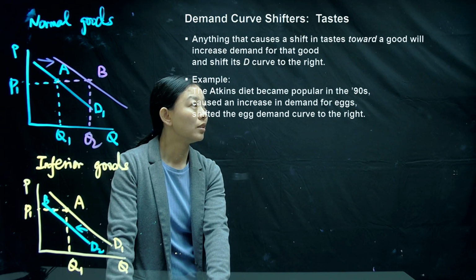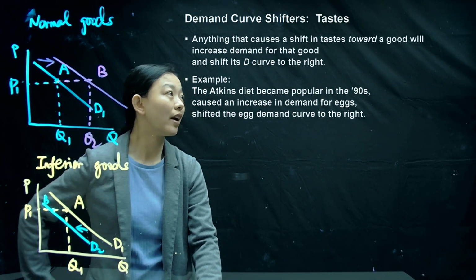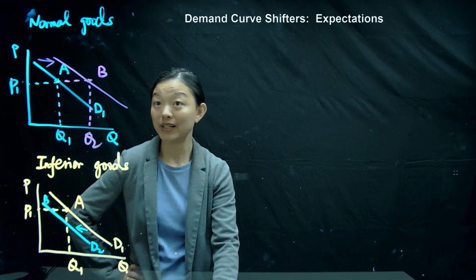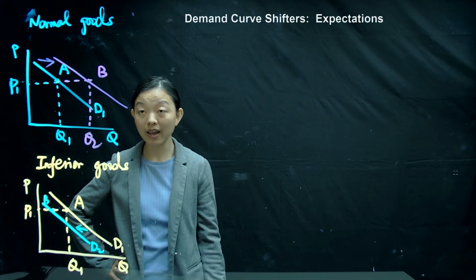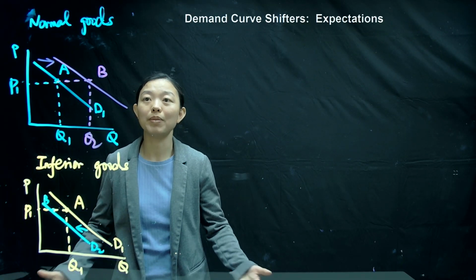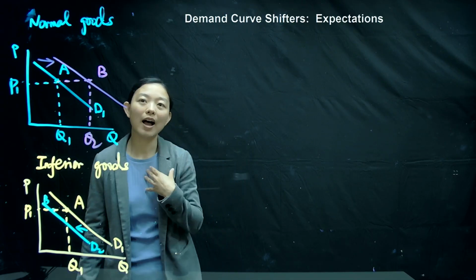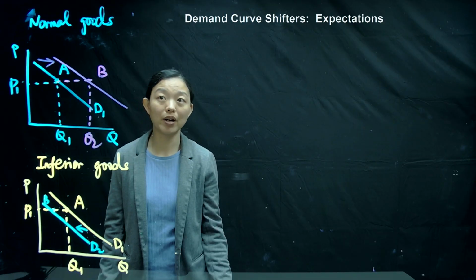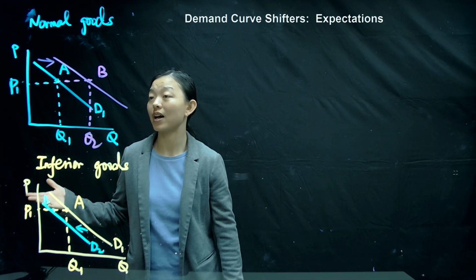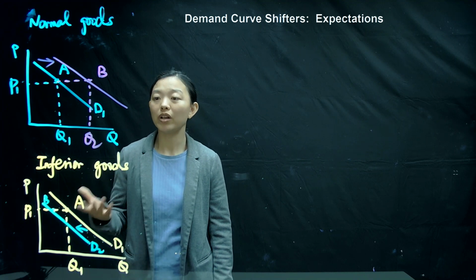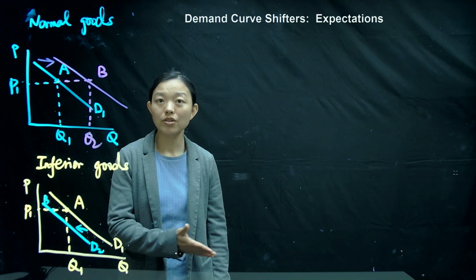So this is the example of tastes. And then it also has people's expectations. So when your expectations about the economy change, then your consumption of the products will also change. So these days, I might have expectations about the interest rate. Because the inflation rate now is high, we know that the Federal Reserve might also increase the interest rate again.